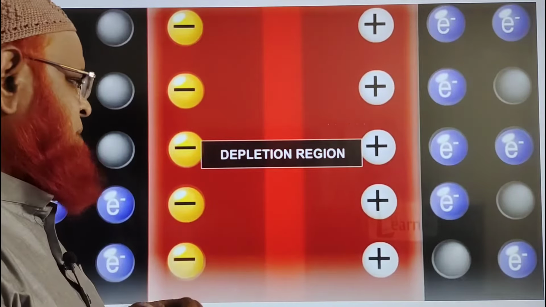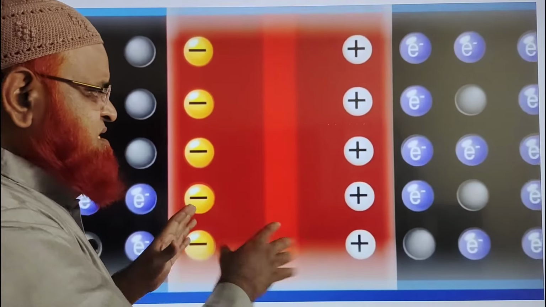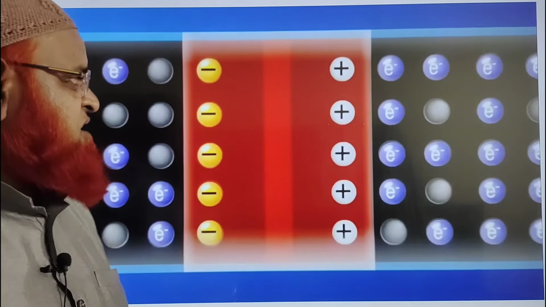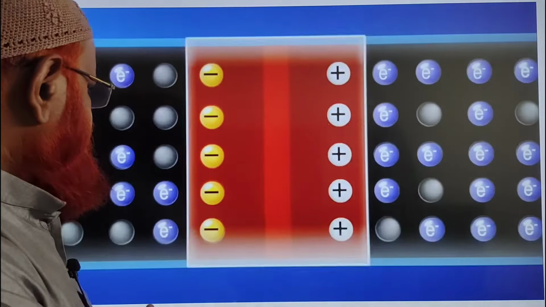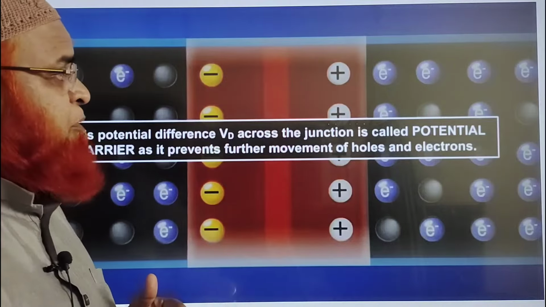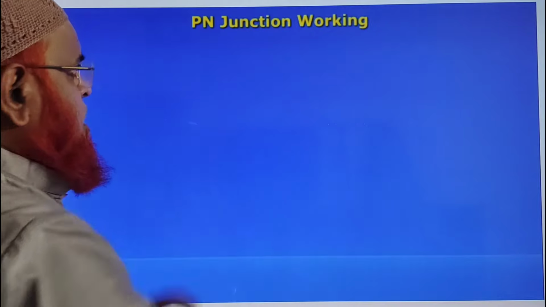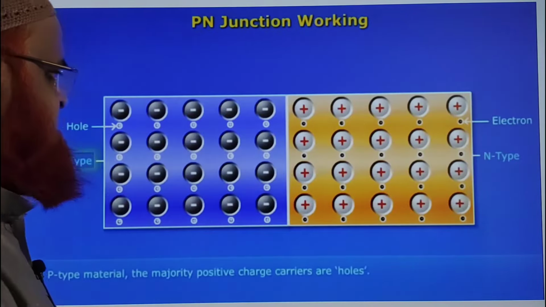Now let us see what is going to happen here. This region doesn't have any electrons and holes. That's why it is called the depletion region. This depletion region is acting like a potential barrier. Further movement of electrons and holes will be blocked here. Now let us see how this is working.